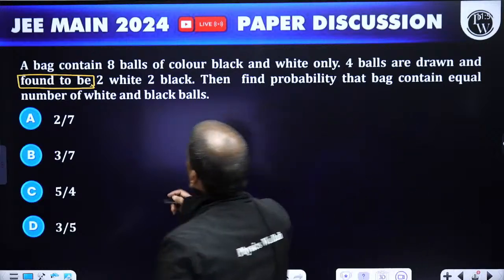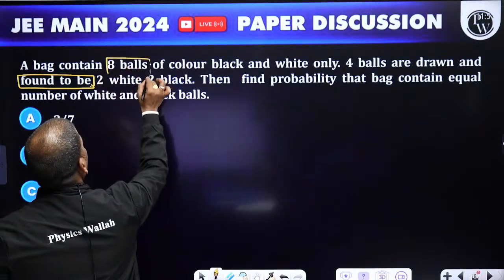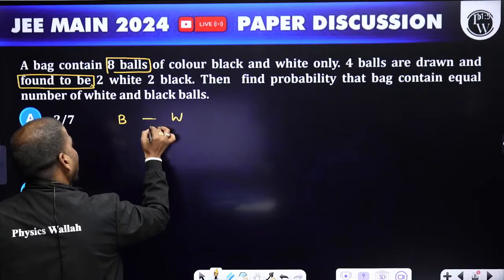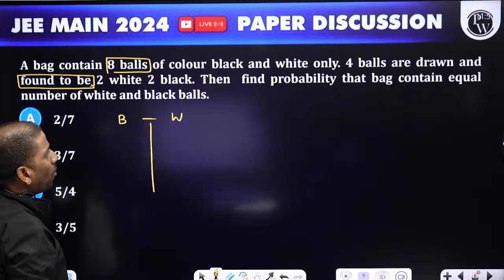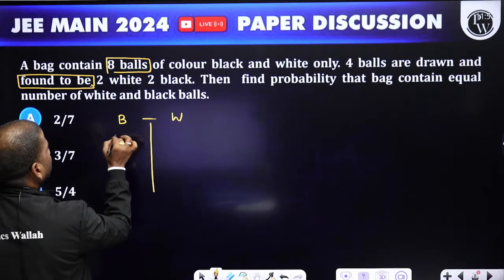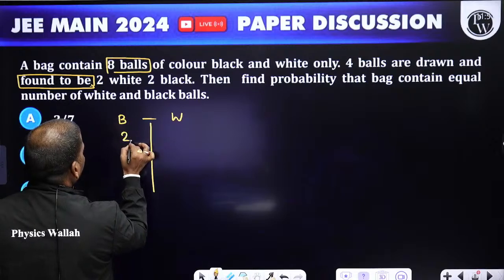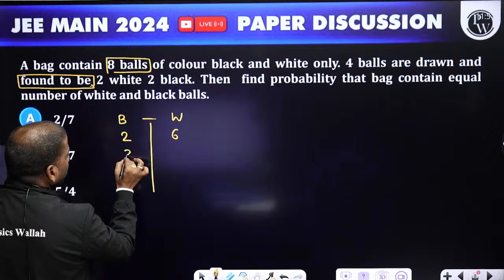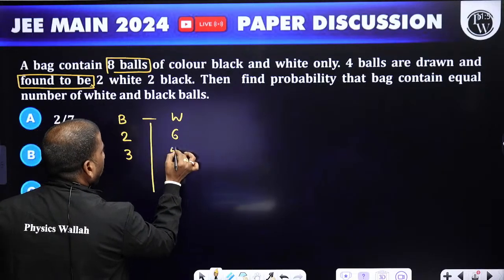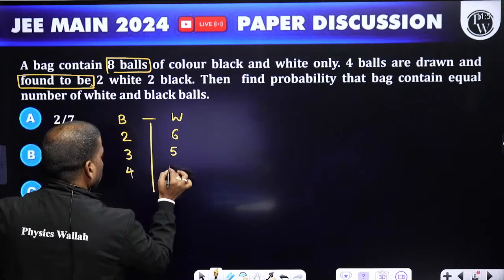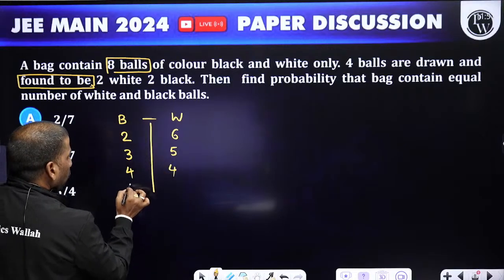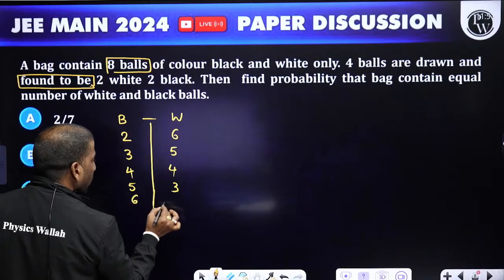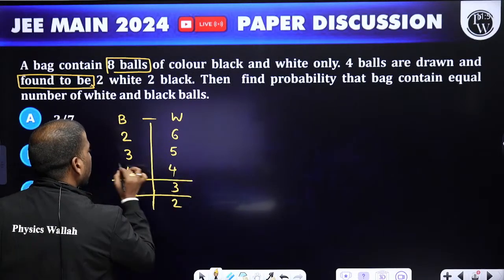So that's why let us make it into cases. 8 balls, colors black and white. How many black balls? Already a minimum of 2 white balls are there, and 2 black balls are there. So this can be 6, total 8. If it is 3 here, then it is 5. If it is 4 here, then 4. Now 5 here, 3. So here 6, here 2. So these are the different cases.